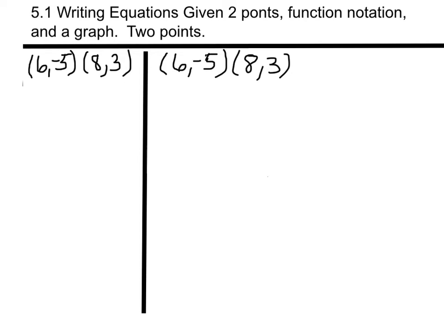Okay, so we're going to be doing 5.1, which is writing equations given 2 points, using function notation, or if we are given a graph. The first part is going to be when we're given 2 points. So what you'll see in these notes is kind of the reverse of what we were doing the last week or so. We're going backwards.